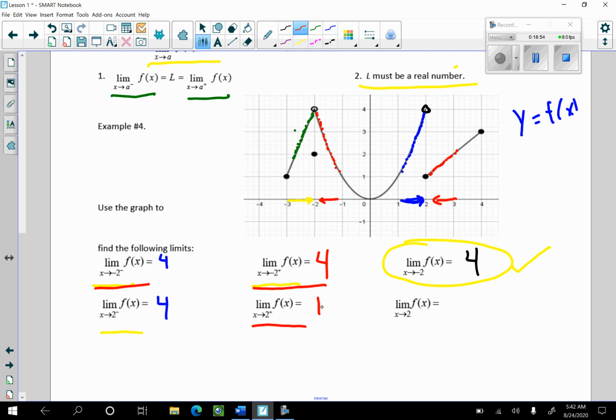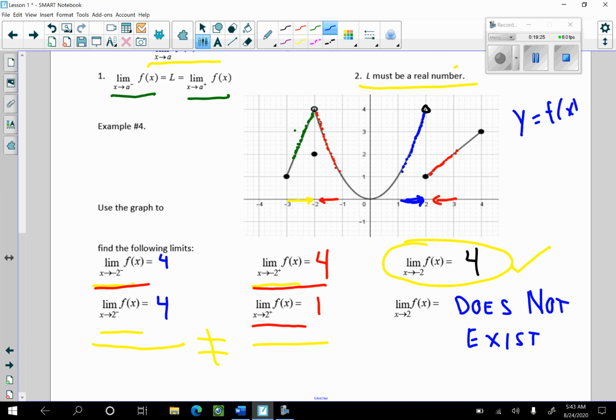So here I have a case that the left-hand limit does not equal the right-hand limit. So I come over here and I'm going to say, ladies and gentlemen, this limit does not exist. That limit does not exist. And I'm going to just make a couple notes about this particular graph.